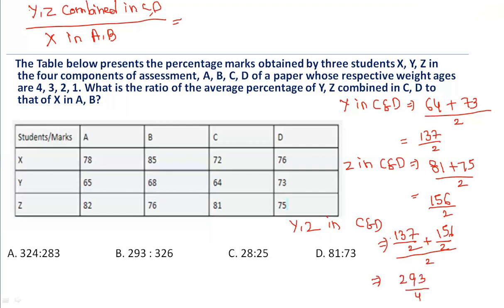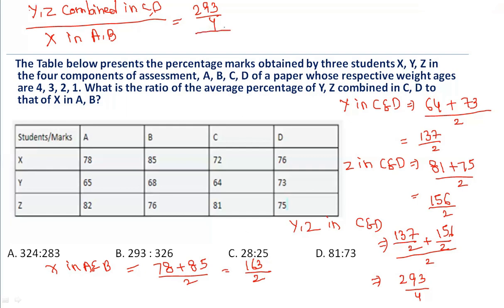So the numerator value is completely obtained. What is the numerator value, guys? The numerator value is 293 by 4. So let's solve for the denominator value so that we can make up that ratio. The denominator value is the average marks of X in A and B. The value of X in A is 72 and the value of X in B is 85, so 78 plus 85 divided by 2. How much is the value? 163, so 163 by 2. So this is the denominator part.